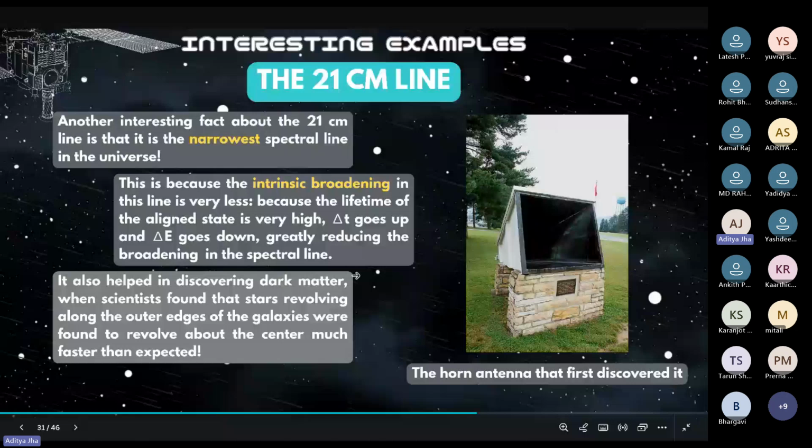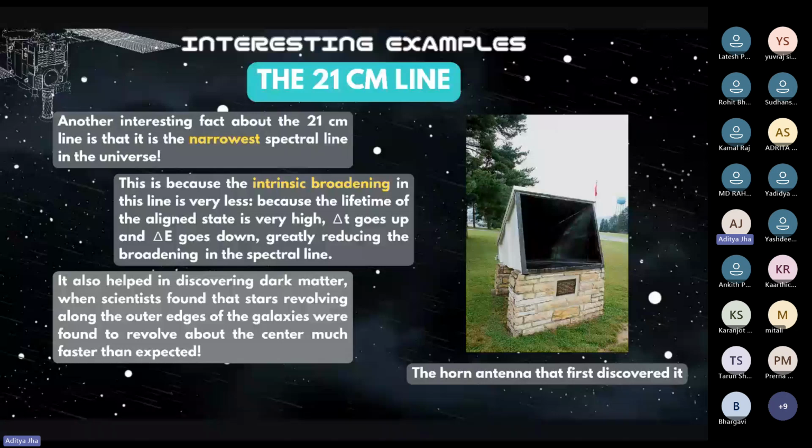An interesting fact about the 21 centimeter line, which now we'll start referencing with the intrinsic broadening, is that it's the narrowest spectral line in the universe. The intrinsic broadening in this line is very small, because the lifetime of this aligned state, the higher energy state, is very high. So delta T is really high, and delta E will tend to go down, which greatly reduces the uncertainty and hence the broadening in the spectral line.